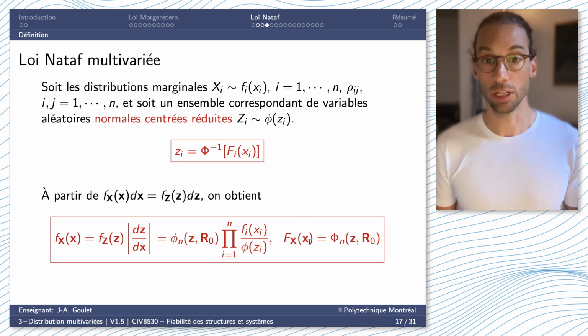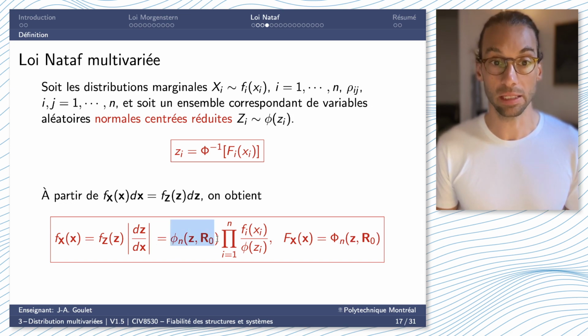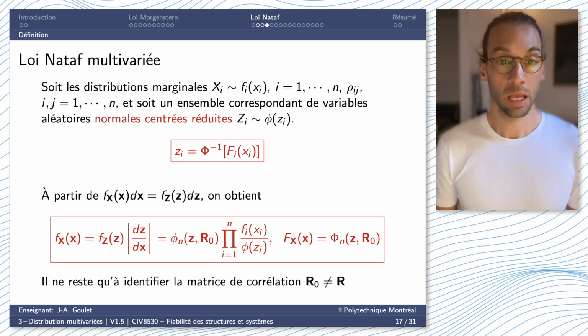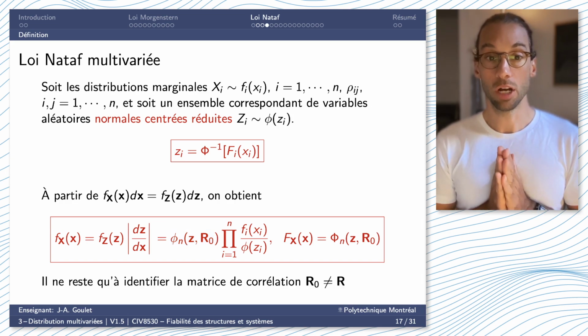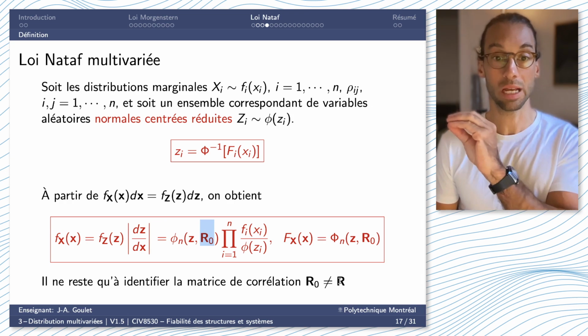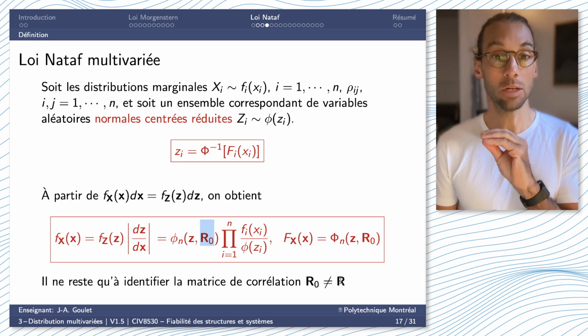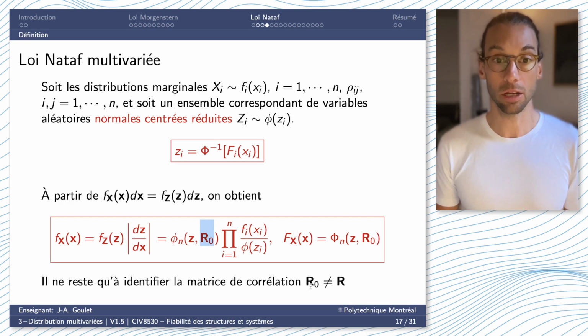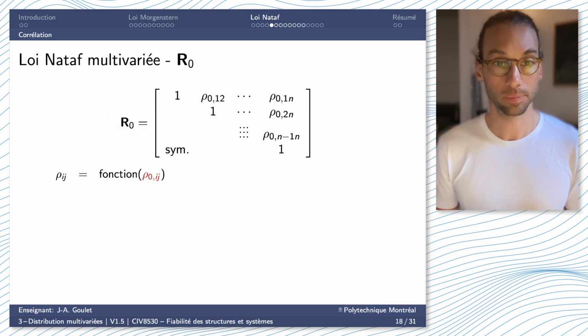And the CDF is directly modeled by the CDF of my correlated space here. So the only thing that remains to us to be able to apply the Nataf distribution is to find what is going to be that R0 correlation matrix. Keep in mind, R is the correlation matrix in the original space, which is not going to be exactly equal to the correlation in the standard normal space.